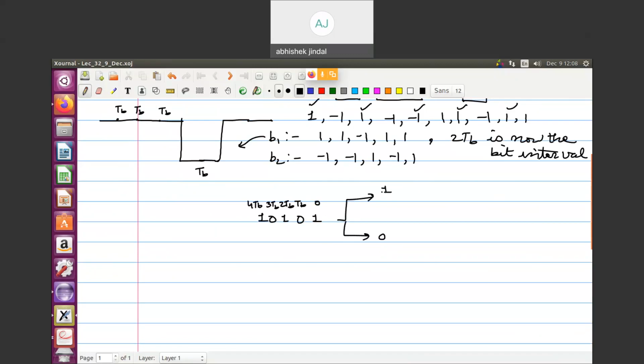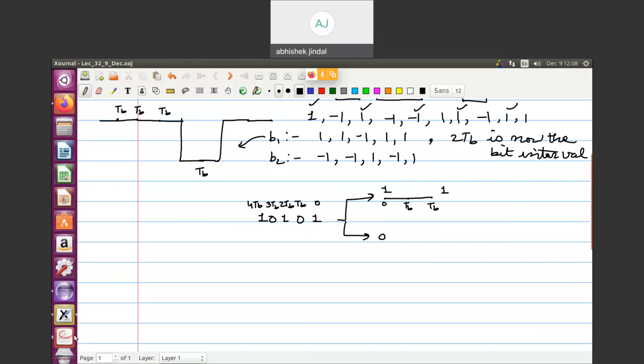So 1 comes at 0 time. Now it is waiting for TB duration. In the TB duration, 0 comes. Then 0 is maintained for TB, so this is maintained for another TB. And then 1 comes. Another 1 will come at this point. So for 2 TB times, this 1 is there. Similarly, for 2 TB times, this 0 is there.